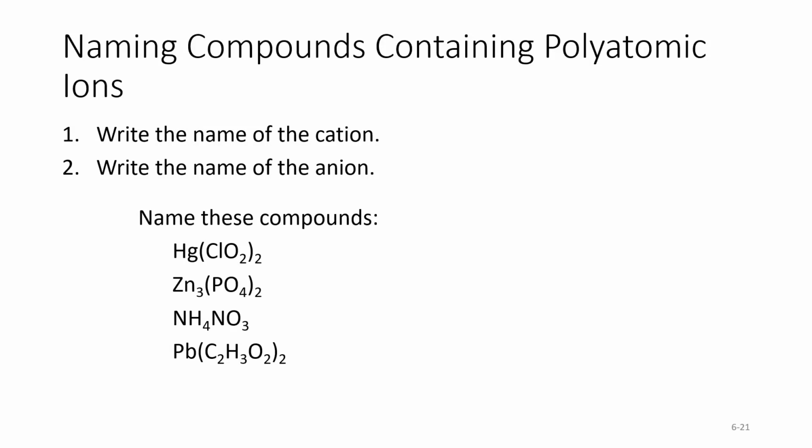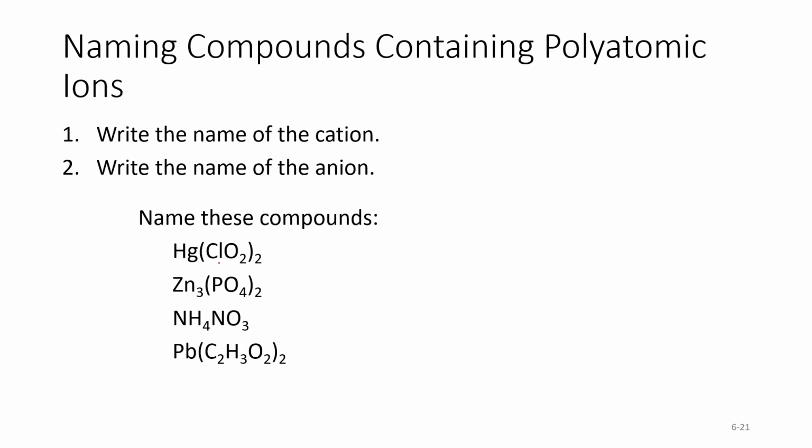So naming compounds containing polyatomic ions: write the name of the cation and then write the name of the anion. On the second to last page of the chemistry aid sheet, you'll see some cations and anions, including some polyatomic ions. You can see the charges listed, and some of these have multiple charges. You can see tin 2 and tin 4 listed here, iron 2, iron 3, and so forth. But then you'll see those polyatomic ions listed there.